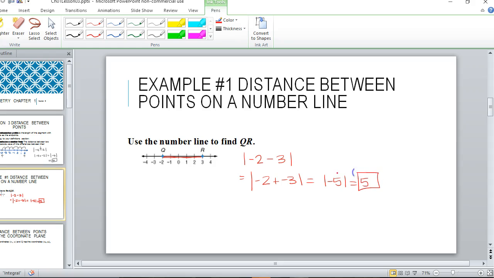By the way, you could have written those in a different order. You could have said 3 minus a negative 2. That would be fine as well. The absolute value of 5 is 5. So you'll get the same answer. It doesn't matter which way you write that.